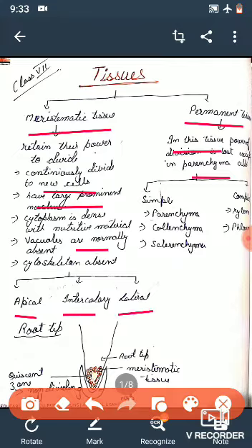Apical tissues are basically present in the root tip and the shoot tip. In this diagram, root tip is there. In this root tip, this orange color cells are the meristematic tissue. They can divide actively and help in the growth of the root tip. In the center, quiescent zone is there. They are the inactive dividing cells. They do not divide, but when required, they start dividing and help in the growth of the root.